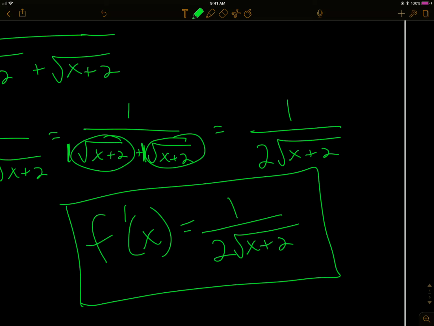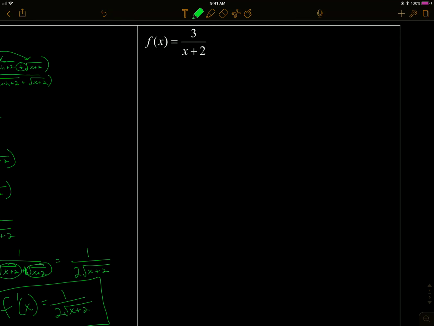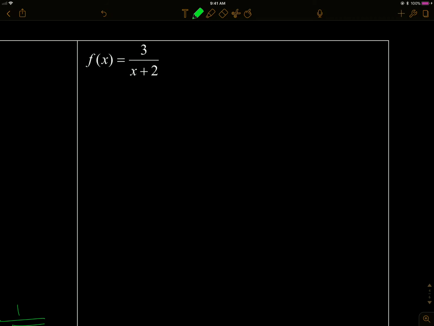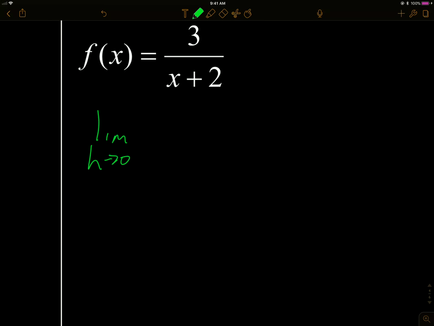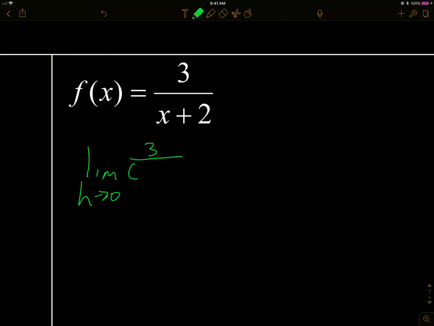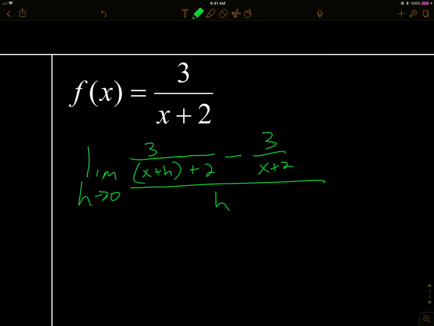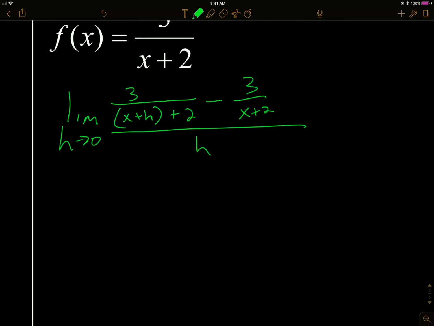Okay, let's look at the next one. F of x plus h means I take out the x and I replace it with x plus h. So that's what I did here. I just recopied that, removed the x, and put x plus h in its spot. So that's f of x plus h minus f of x all over h. Direct substitution fails here because I have 0 in the denominator.